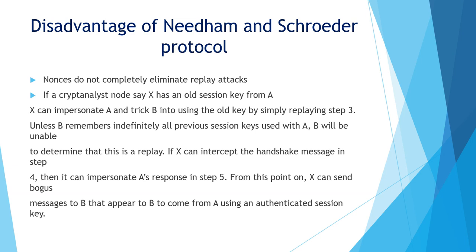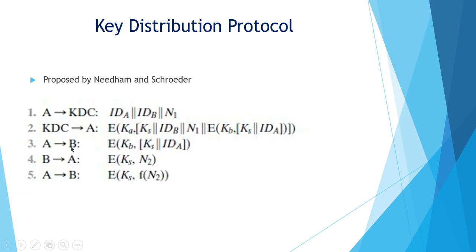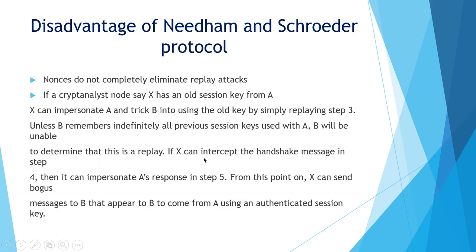Say cryptanalyst node X has an old session key from A. Then X can impersonate A and trick B, saying that it itself is A, and then send some bogus messages. So X will use the old key and simply replay step 3. And unless B remembers indefinitely all previous session keys used with A, B will be unable to determine that it's a replay attack by X.